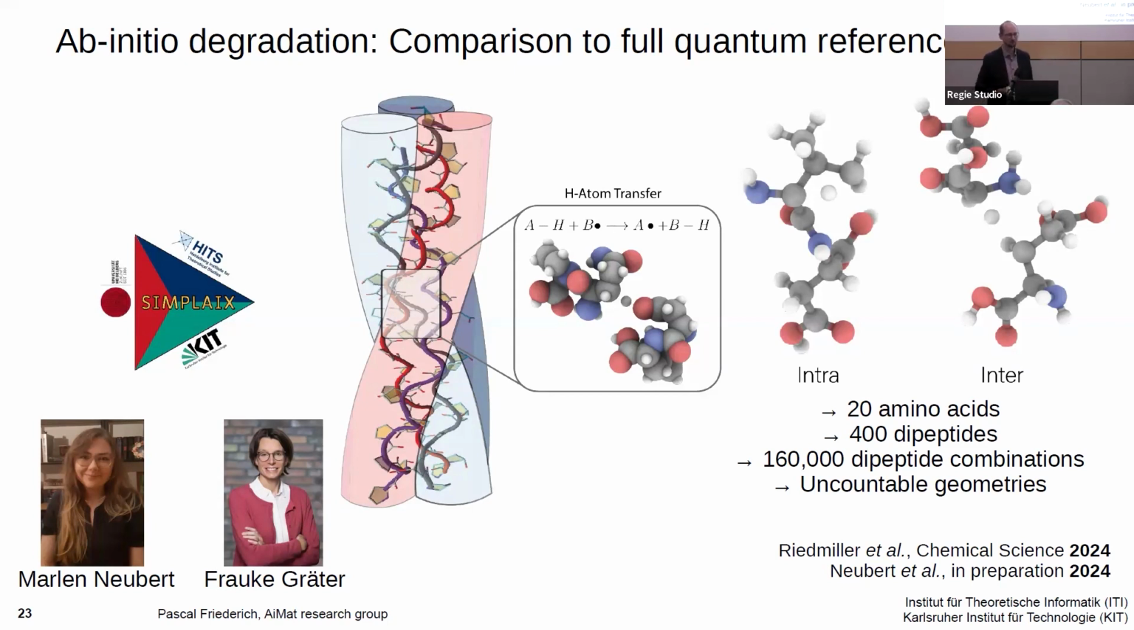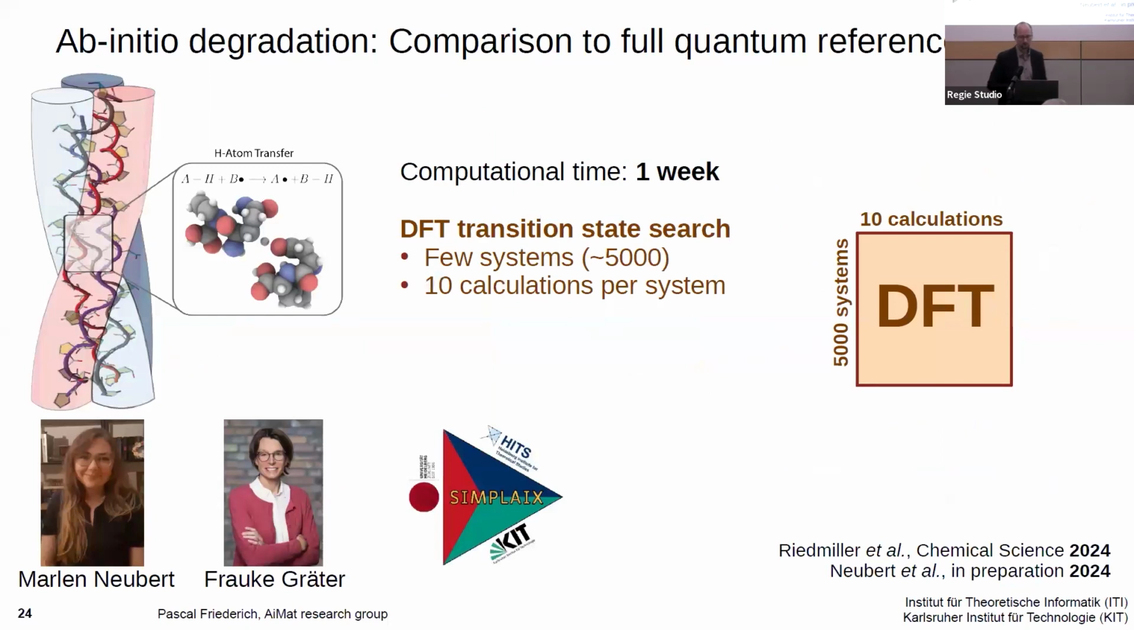We can have loads of different combinations. For example, if we just use these 400 dipeptides, which are representing very small parts of a protein, we can make 160,000 combinations of 2 of these. And then we can basically make uncountably many geometries of these systems. And we want to always predict how the hydrogen atom is moving across from one strand of collagen to another one. And now we can approach that using DFT, not classical, quantum mechanical approaches.